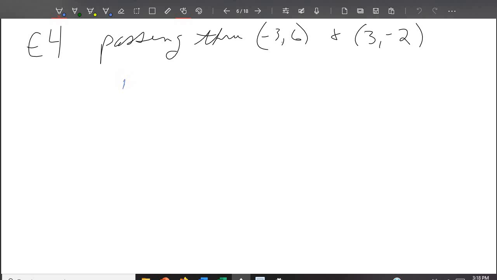Number 6, same thing. I mean, this is example 4, so I'm going to get 6 wrong. Find the slope.